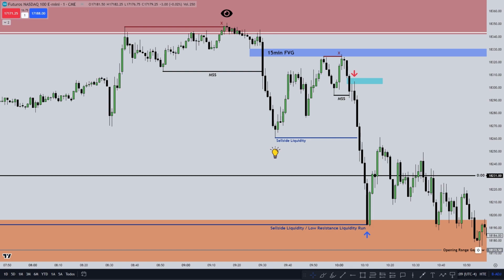Then I wanted to see some displacement to the downside, which was offered with a beautiful fair value gap that I used to short into the first sell side liquidity. Ideally, you should leave a runner to capitalize the whole move into the low resistance liquidity run low and eventually into the daily sell side liquidity pool. But I look for low hanging fruit targets.